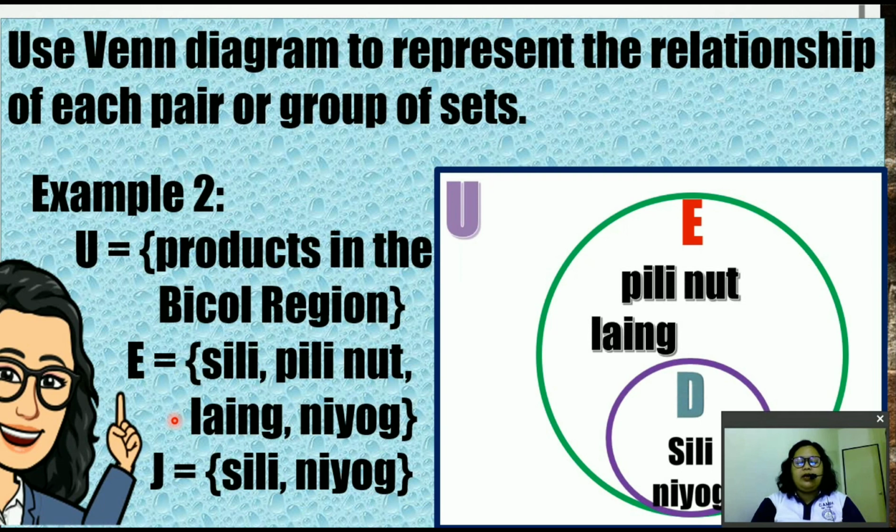And the next one, we're going to draw now set B, wherein we're going to write sili and niyog as the elements.